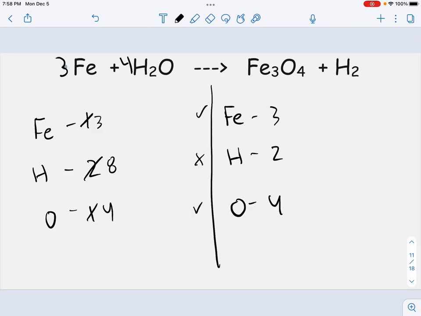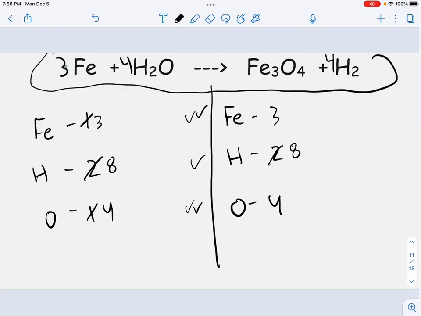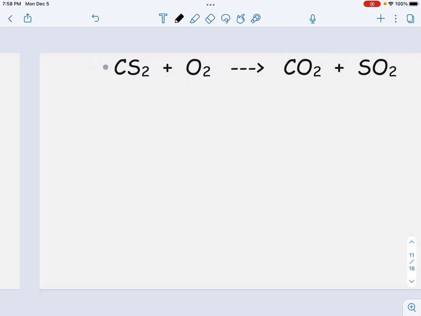We have 8 hydrogens on the left, and we need to get to 8 on the right because we only have 2. So we're going to pay attention to this H2 molecule. And what are we going to do for it to get to 8? Well, we're going to add a 4 to it. By doing that, we now have 8 hydrogens on both sides. So now everything balances out. Iron balances out, hydrogen balances out, and oxygen balances out. This is a good balanced chemical equation. All right, so let's move on to the next one.